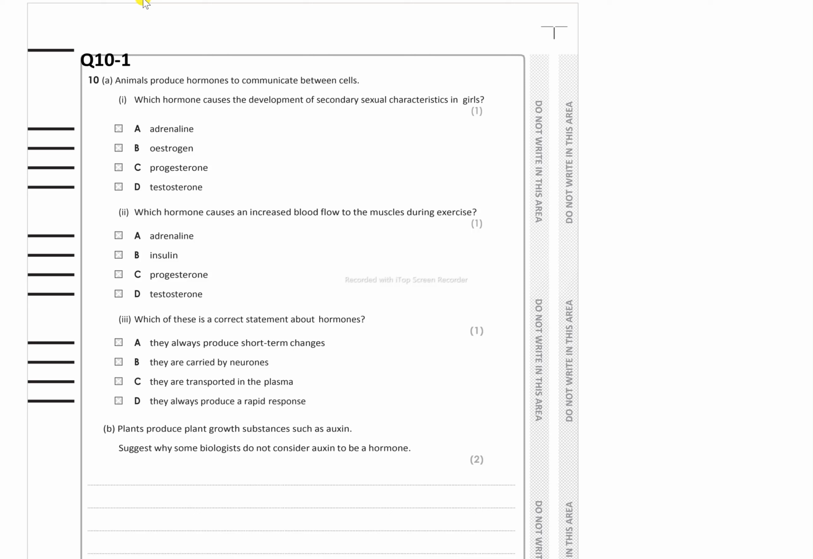Animals produce hormones to communicate between cells. Which hormones cause the development of secondary sexual characteristics in a girl? It's not adrenaline. It's not testosterone. I can never remember which one's which. I wonder if it's progesterone. Nope, it's estrogen. So that's the one we want. So estrogen produces that.